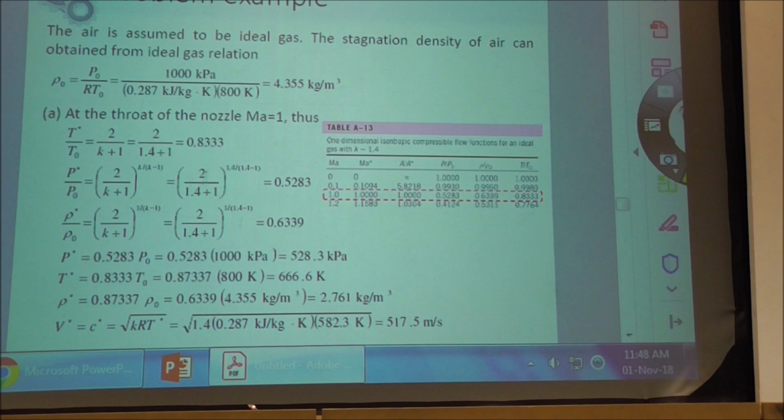You can see here I compare the result based on my own calculation with the one in the table. Now you can see if I do the calculation, I got 0.5283, exactly the same as here, 0.5283. Same goes for the density, 0.666339.